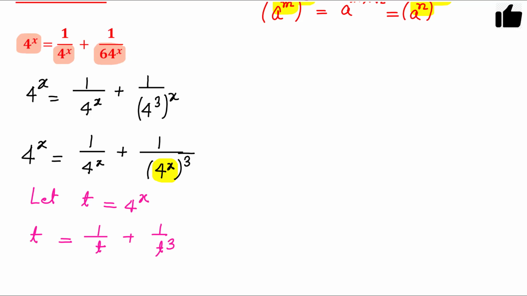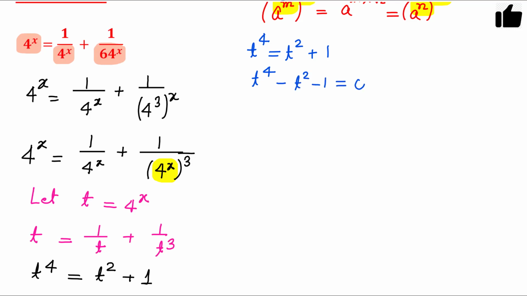And let us multiply by t cube throughout. So we will have, this will be t to the power 4, and this will be t cube divided by t, that is t square, and this is simply 1. So you have an equation, and this equation is quadratic in t square. So t to the power 4 is equal to t square plus 1. And let us take everything to the left hand side. So this will be t to the power 4 minus t square minus 1 is equal to 0. This is a quadratic equation in t square. So I can solve for t square.